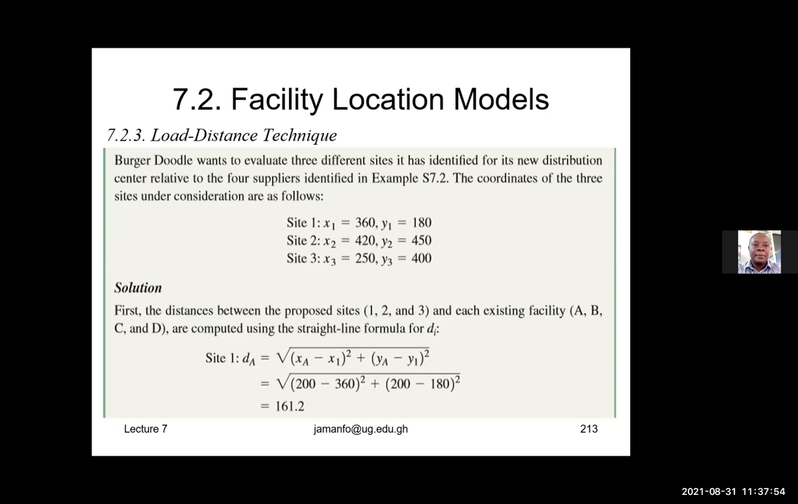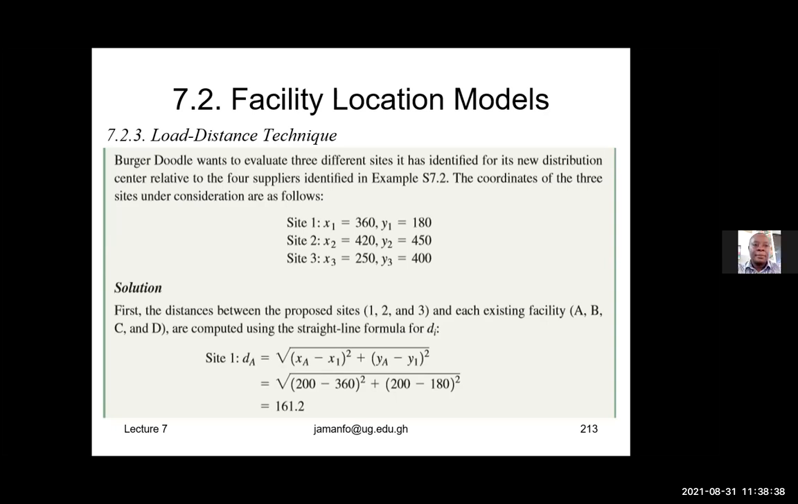Let's do it for site 1 and supplier C. You have the X and Y coordinates there for supplier C. So let's do it quickly. 424.26. Yes, sir.